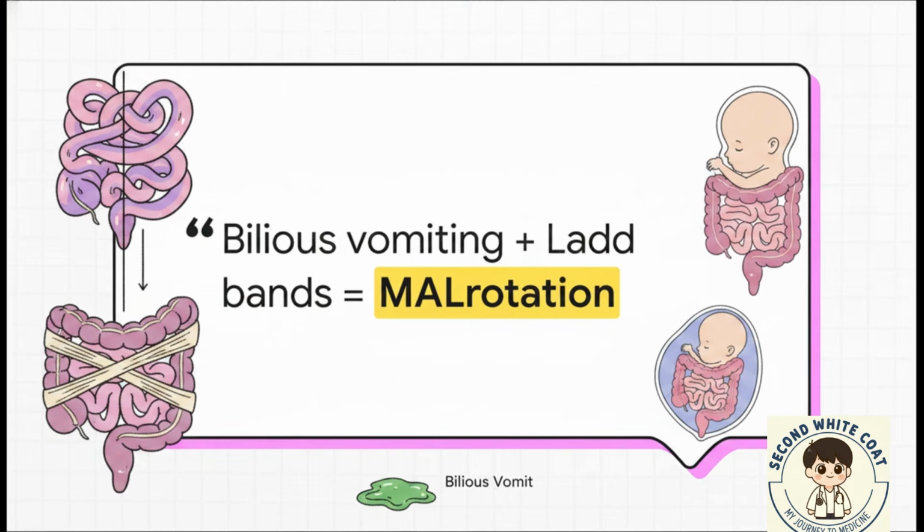Normally, during fetal development, the midgut is supposed to complete this beautifully choreographed 270-degree counterclockwise rotation around the superior mesenteric artery, or SMA.